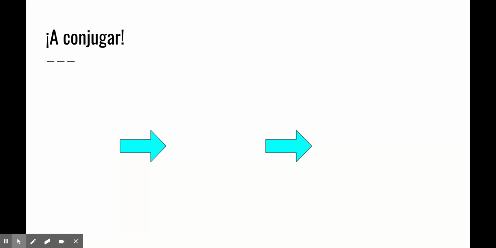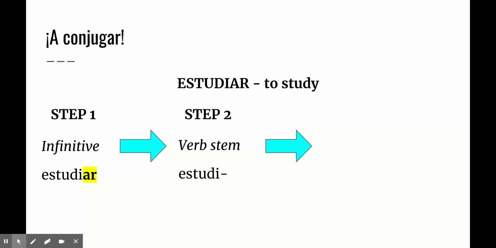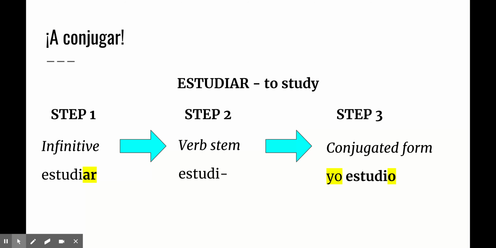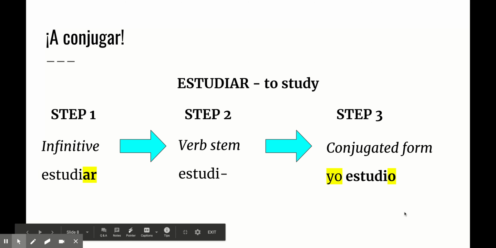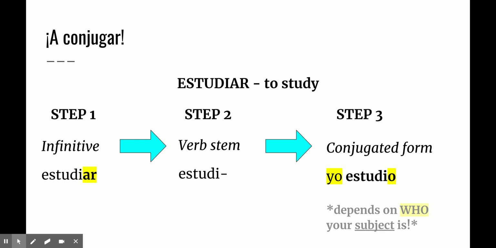Here we go. So, to break it down again for you, this is literally the exact same thing I just said, but for those who need a visual, here you go. Step 1. We take the infinitive. Remember, the infinitive is the thing that ends with AR, ER, or IR. In this case, estudiar. Step 2. We find the stem. Take away the ending. What's left? Estudi. And step 3, we conjugate it. In this case, the example I give you is in the yo form. Yo meaning I study. Yo estudio. Okay, that's the conjugated form.